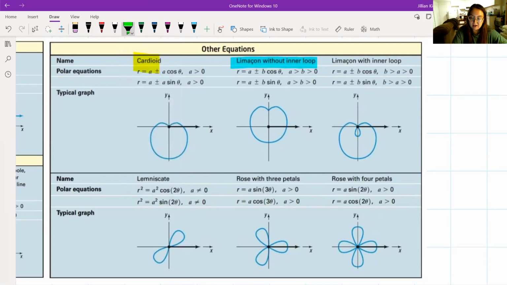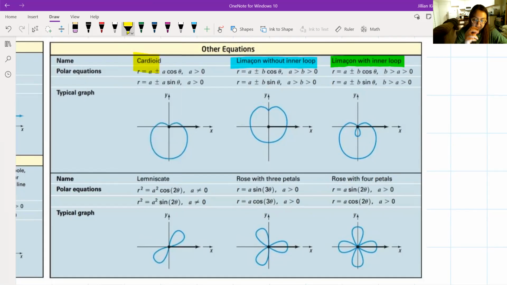Then we have our limaçon with an inner loop. So now we still kind of look like we have a cardioid. That dimple is still at the origin again, but we have this loop inside of our figure. And those equations are going to look like r is equal to a plus or minus b times cosine or sine of theta, where now b is greater than a and a is greater than 0. So we see just how making these slight changes is going to change the look of our graph quite a bit.